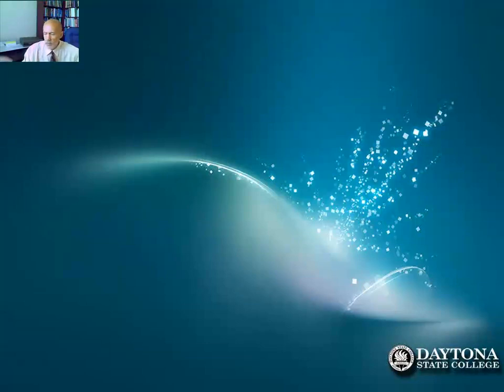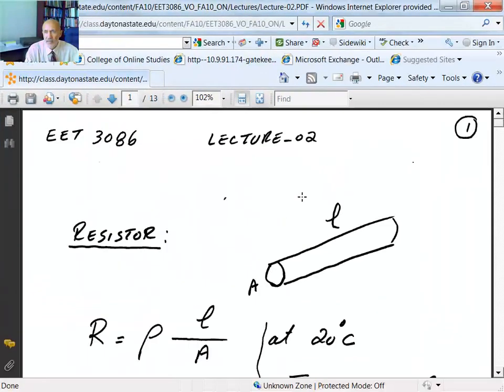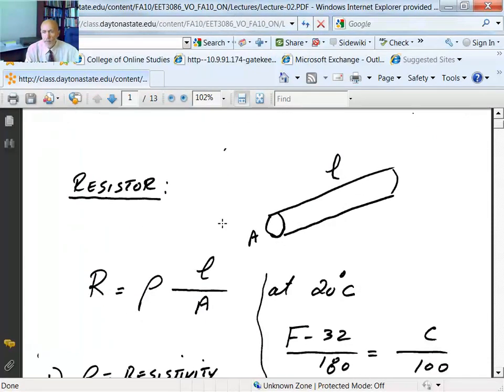All right, I'd like to start in chapter 2, and that's on resistance and components. This is lecture 2. If you look at a piece of conductor, the resistance is defined by this equation. Actually, it depends on 4 different parameters, if you will. So in general, the resistance R is equal to rho times L divided by A. And this equation is only valid at 20 degrees Celsius, which is room temperature.